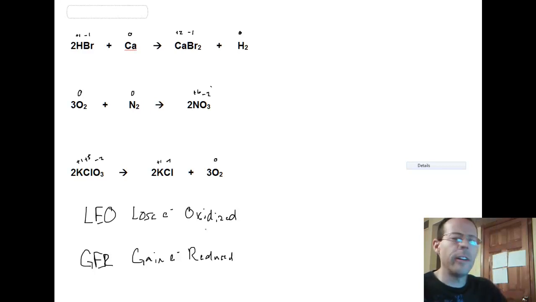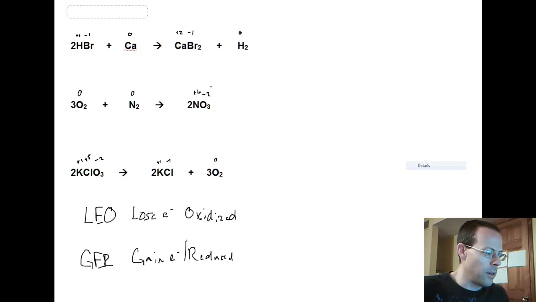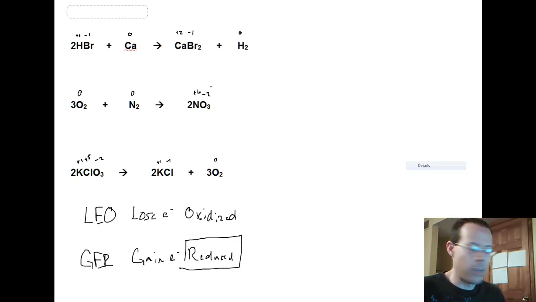Alright, so if you're just trying to determine if something's being oxidized or reduced, we know oxidized means it loses electrons, and reduction means it gains electrons. But I want to focus on this word right here, reduced. What does reduced mean? It gets smaller. So as you go from left to right, if the oxidation number gets smaller, that thing is being reduced. And the opposite has to also be true. If it's getting bigger, it must be being oxidized. So what I want you to do is memorize that if it gets smaller, it's reduced, which makes complete sense. And we're going to see how that means it's gaining electrons.